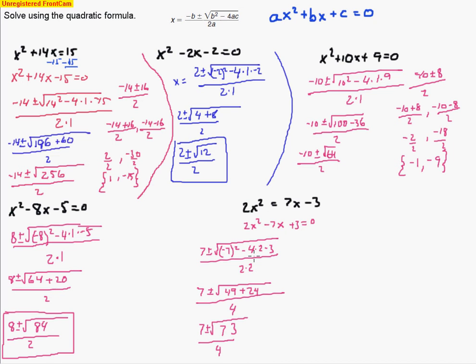And so just checking that math real quick. We got 8 times 3 is 24. Two negatives make a positive there. 7 squared makes 49. Add those numbers together, and yep, 73. So it's not a perfect square. That's okay. We'll just leave it the way it is. So there is our answer.